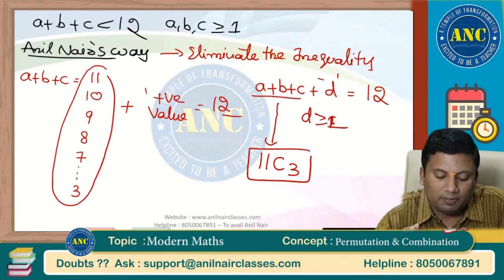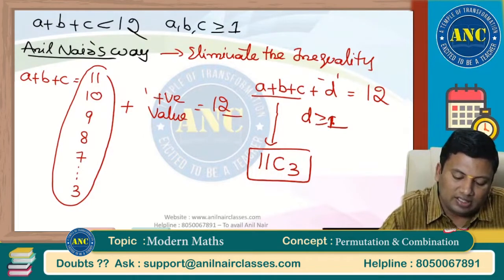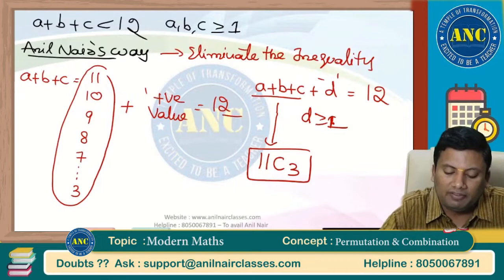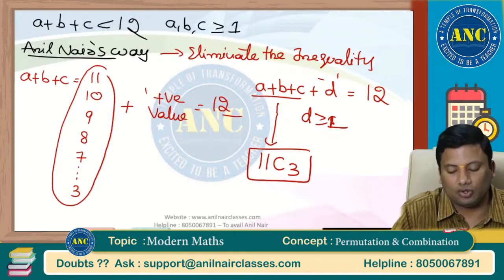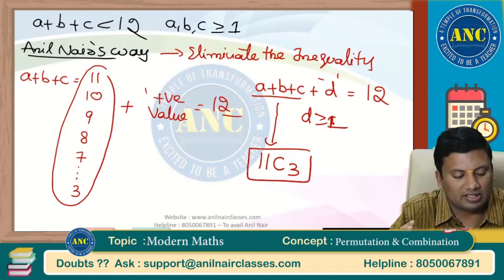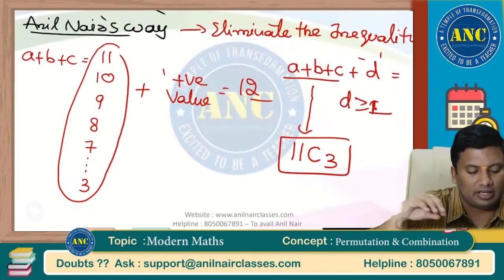If A plus B plus C is 11, D value will be 1. If A plus B plus C is 10, D value will be 2. If A plus B plus C is 5, D value will be 7. The answer for this question is nothing but 11C3.